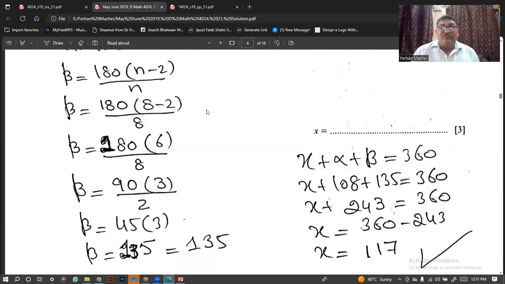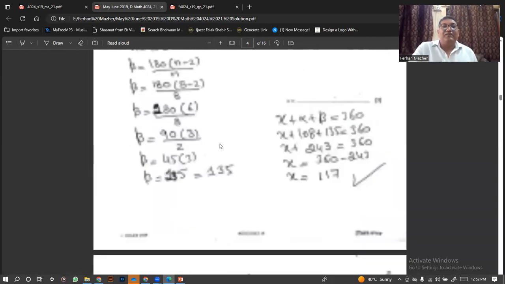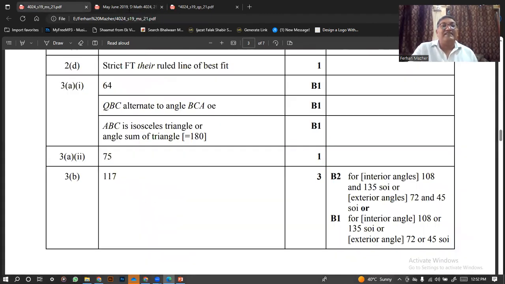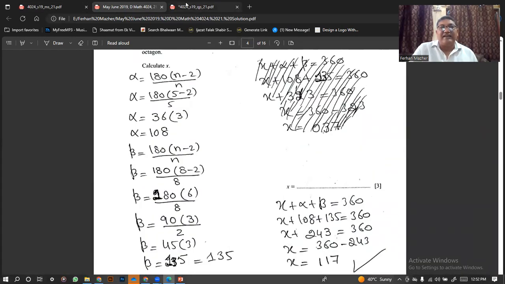So alpha is 108 and beta is 135. Now, you remember, x plus alpha plus beta will be 360. The sum of the angles around a point is 360. So x plus 108 plus 135 equals 360. So x plus 243 equals 360, so x will be 360 minus 243, and that will be 117 degrees. So x will be 117 degrees. This is the solution, and let's check. 117 is the right answer, sir.